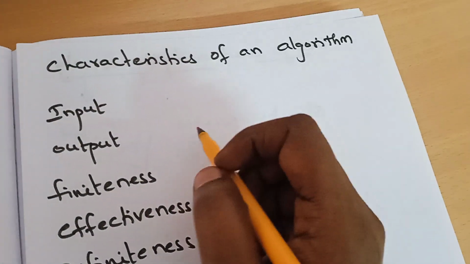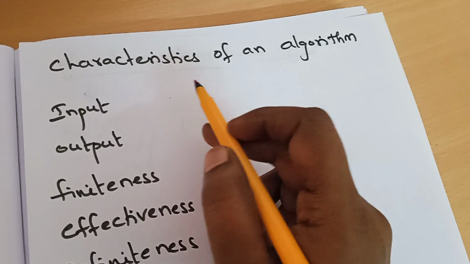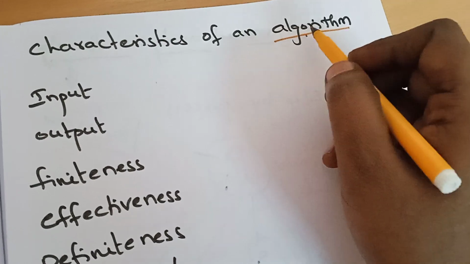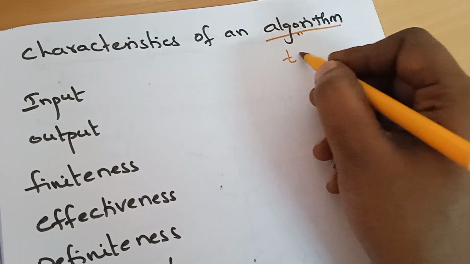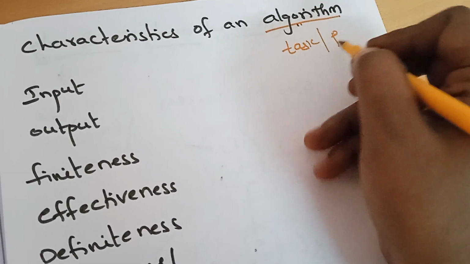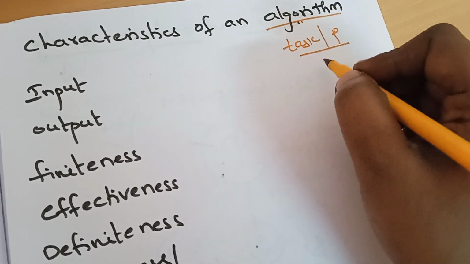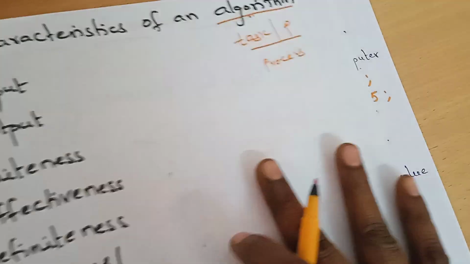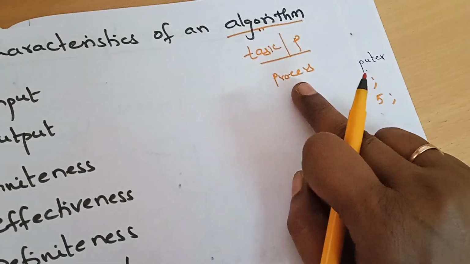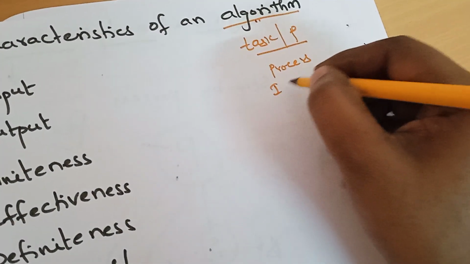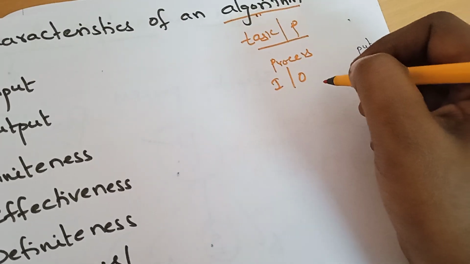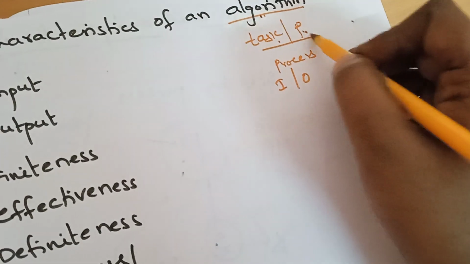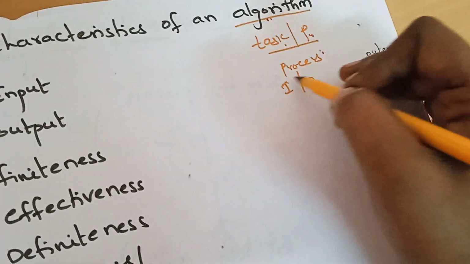Now we'll continue. Characteristics of an algorithm. An algorithm is a step-by-step process to complete a specific task. So we are given a task or a problem, and to finish this problem we write some process. This process always needs input and output. The problem gets solved using a step-by-step process, and this will have some input and output.